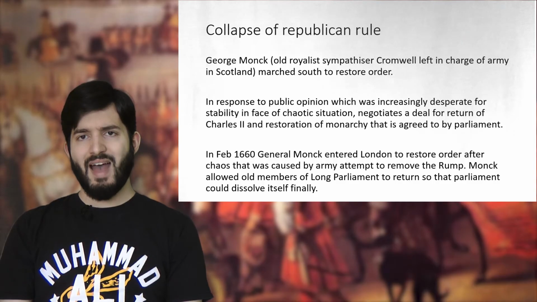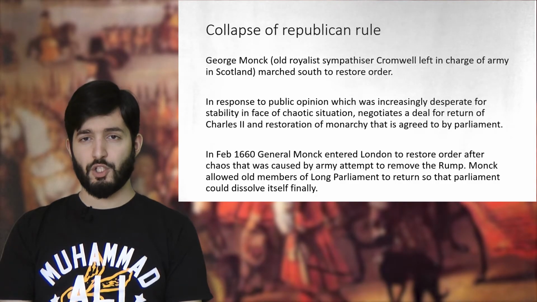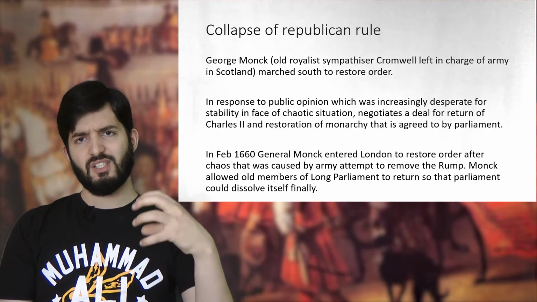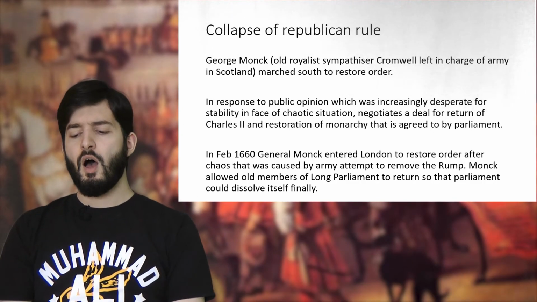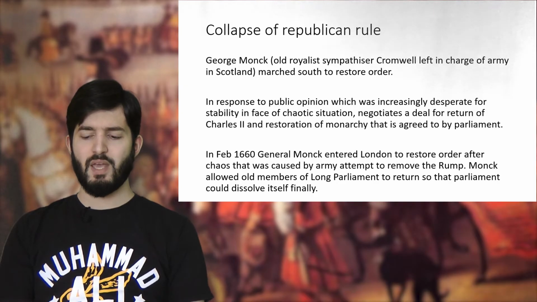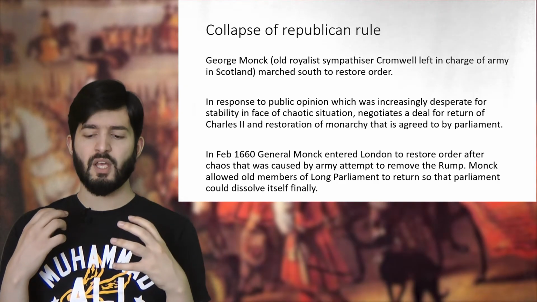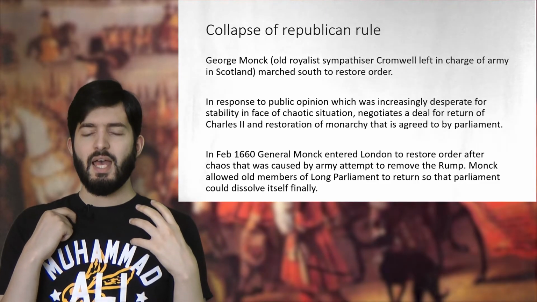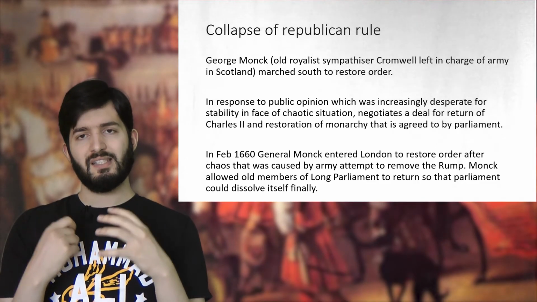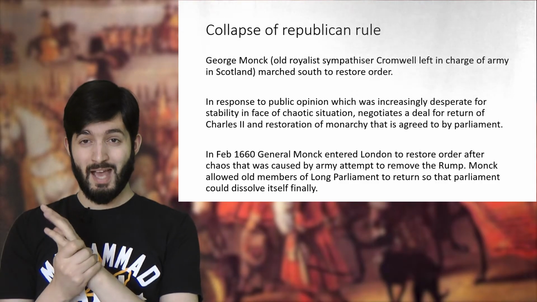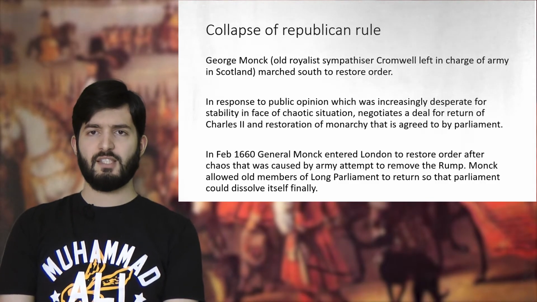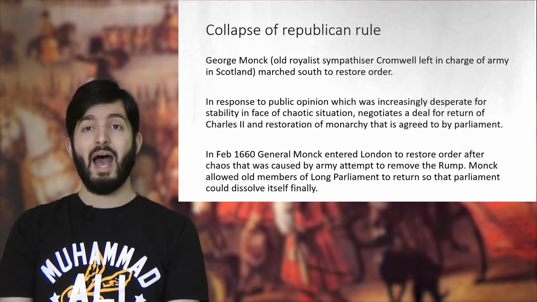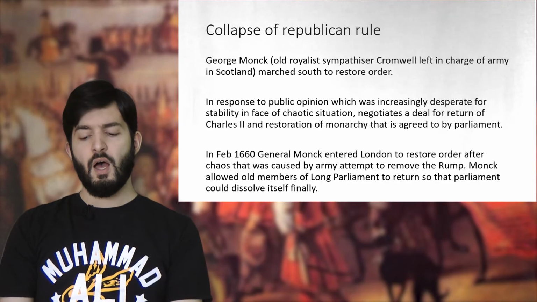And so with anarchy breaking out in the south, with this conflict breaking out between the army and Parliament, General Monk basically marches south to restore order. And in response to public opinion, which is increasingly desperate for a return to stability due to all this chaos, he goes to see Charles II, who is living in exile in France, and he negotiates alongside him a deal to have the monarchy restored, and this is agreed by Parliament.